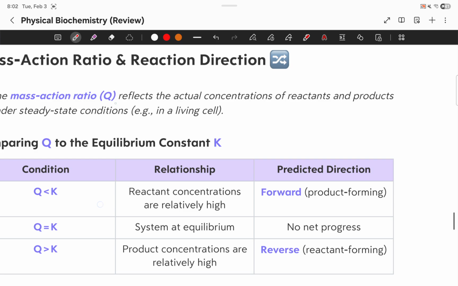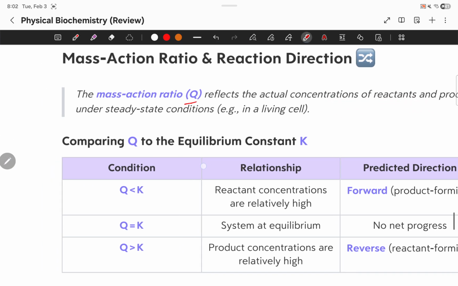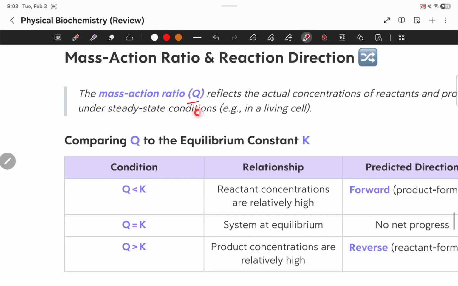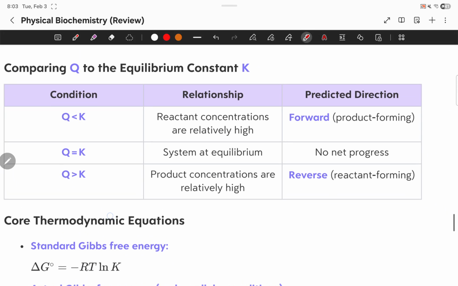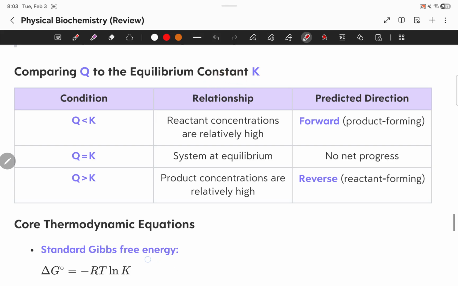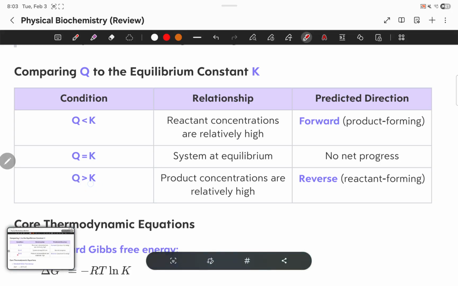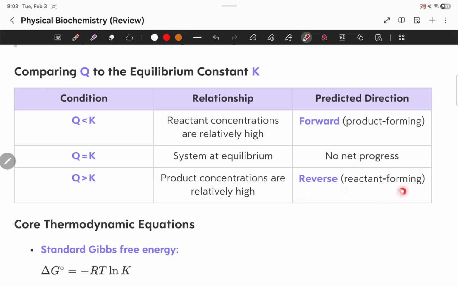So basically, Q reflects the actual concentration of reactants and products under steady state conditions, such as in living cells, which we can compare with the equilibrium constant. As we already explained, if Q is less than K, it's going to be product forming, preferring the forward direction. If Q is greater than the equilibrium constant, it's going to be reverse, reactant forming. And if Q and K are equal to each other, the system is said to be at equilibrium.